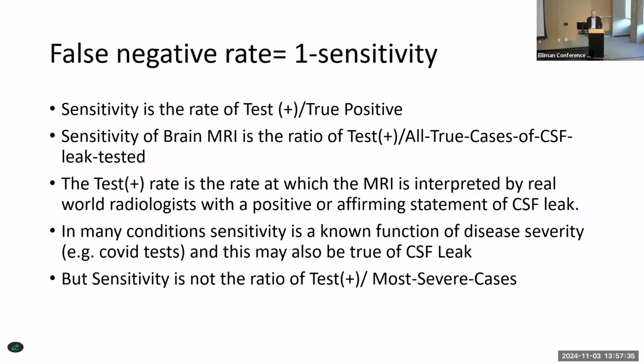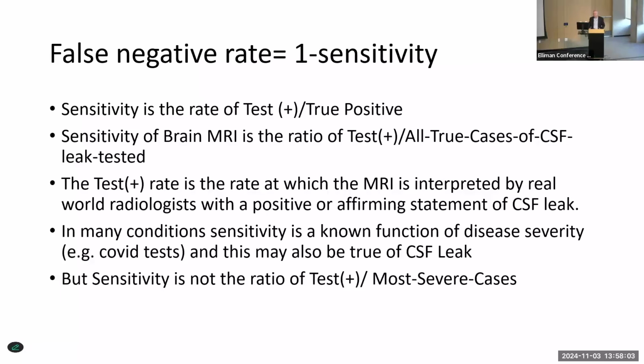what is a positive brain MRI, is the rate at which the MRI is interpreted by real-world radiologists with some kind of positive or affirming statement of a CSF leak. That's what I think a normal brain MRI is. That's the definition. It's an MRI that's interpreted by real-world radiologists with a positive or affirming statement of a CSF leak. And we could define it further, maybe 50% of real-world radiologists.